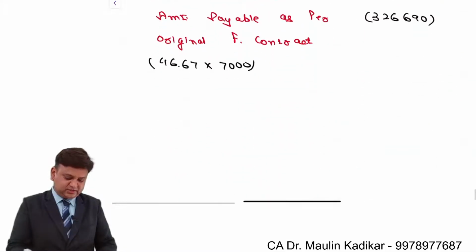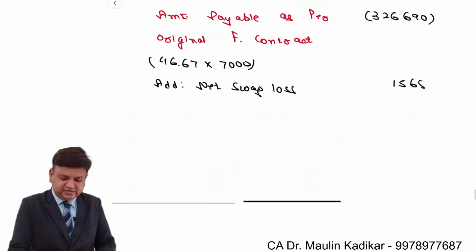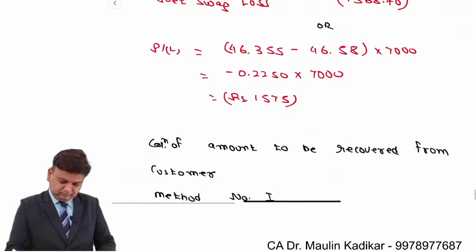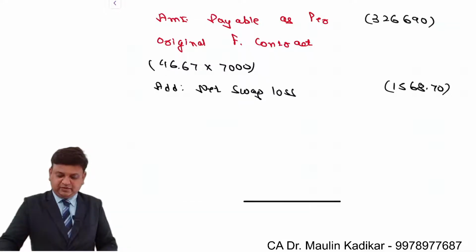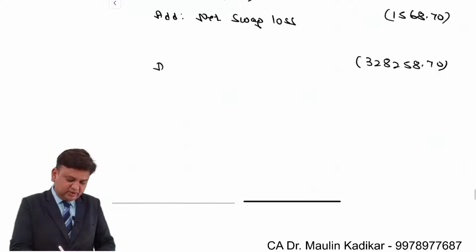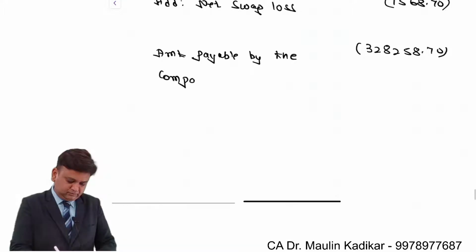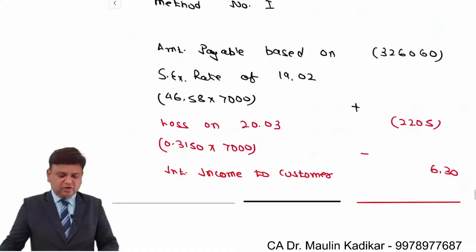So what you have to do, just add net swap loss 1568.7. Yes. So here, this is the additional payment, 1568.7. So 3,28,258.7. This is the amount payable by the company. Please write an answer by both the methods or by a single method as you wish.